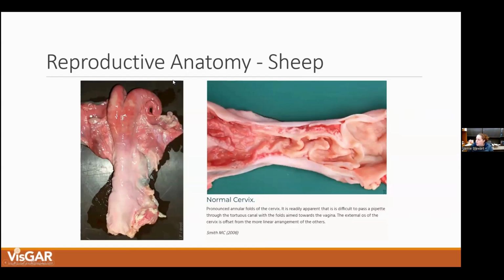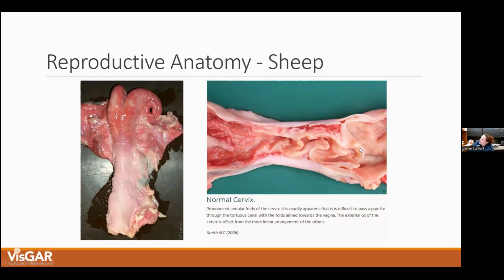In comparison, this is what everything would look like in the sheep. I liked this, it was a nice comparison. Everything externally looks pretty similar to the goat, with the uterine body going into the uterine horns, ovaries, fallopian tube, and the cervix. But when you open up the cervix, you should notice there are a lot more cervical rings, and the annular folds around these cervical rings are a lot more pronounced, or kind of droopy looking.